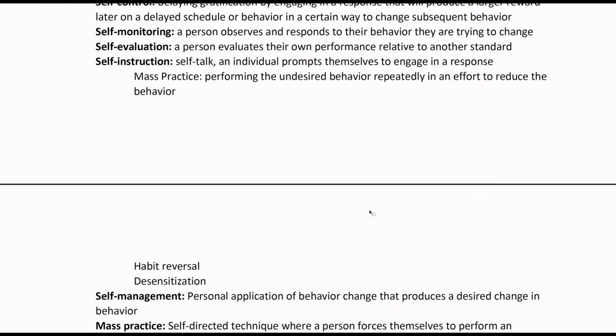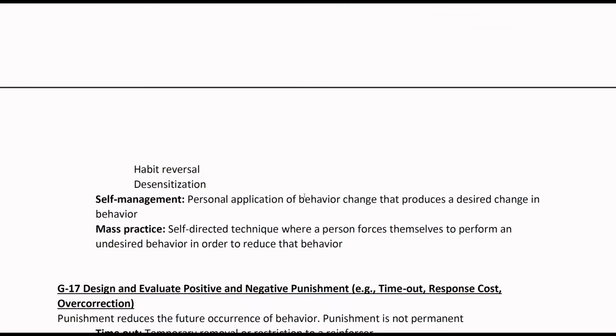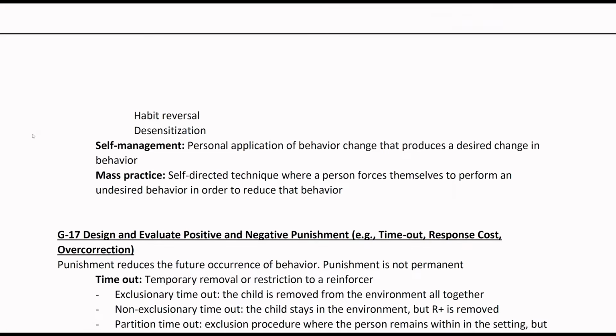Habit reversal has to do with identifying behaviors as they occur and stopping them before they continue. So if you've got a behavior chain that is 5 steps long, habit reversal would be identifying the behavior at step 2 and then stopping it before you get 3, 4, and 5.